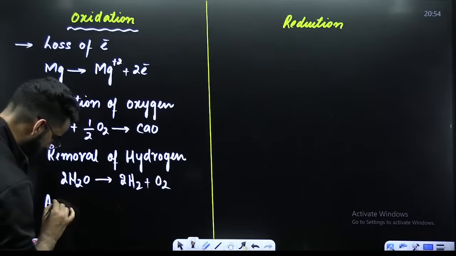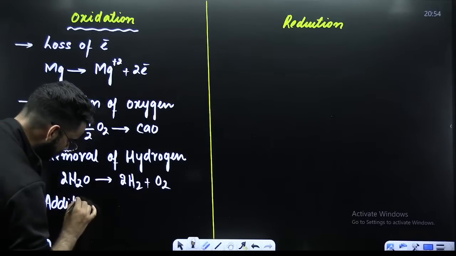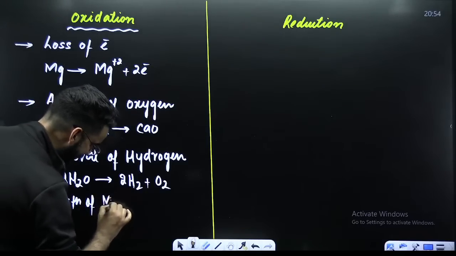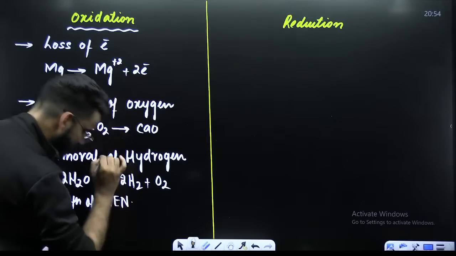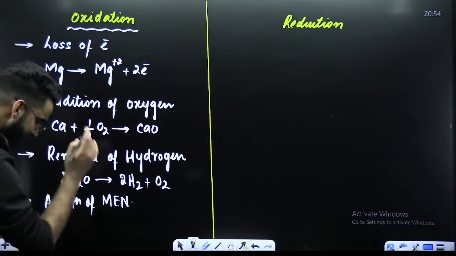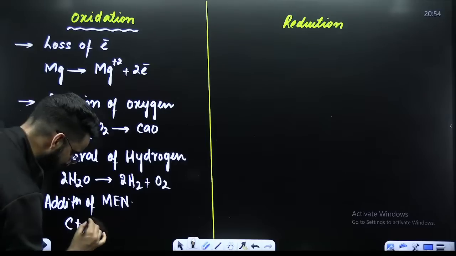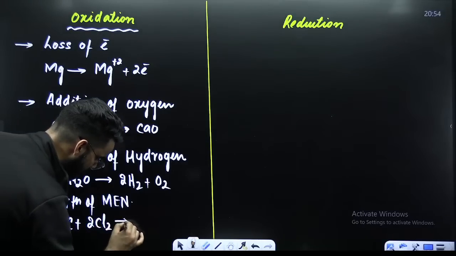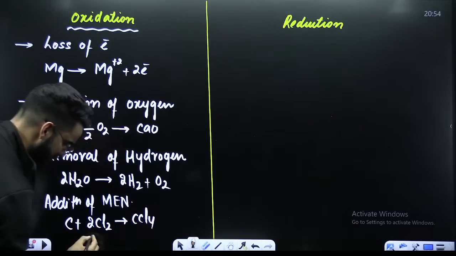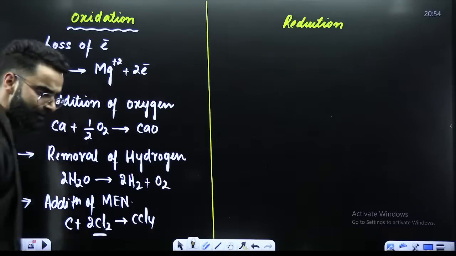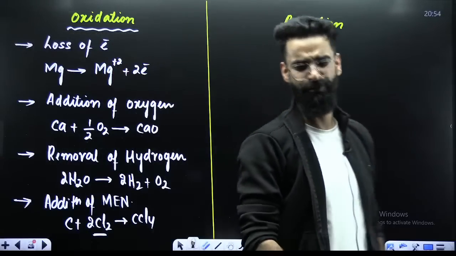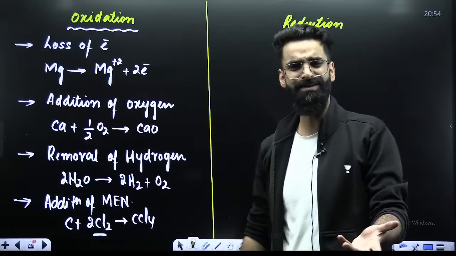Last one will be addition of more electronegative element. Right? You can take the reaction as carbon plus 2 times Cl2 gives CCl4. In this reaction, more electronegative element is being added. Right? So these are basically different ways by means of which you can define the oxidation term.